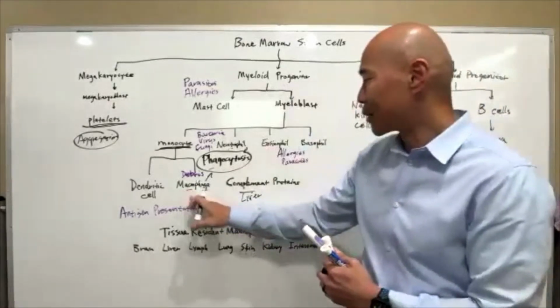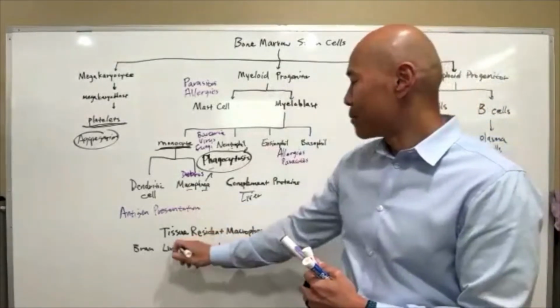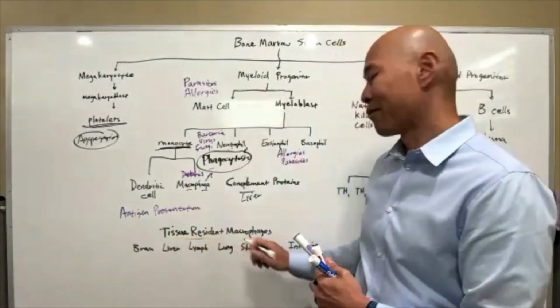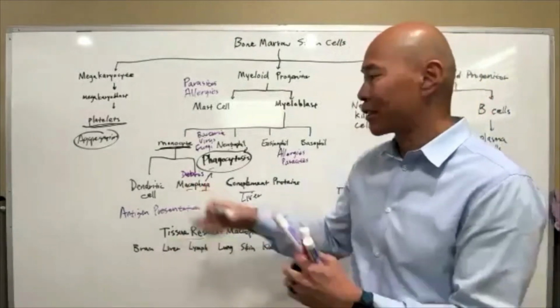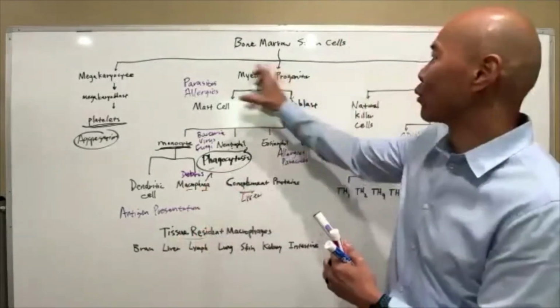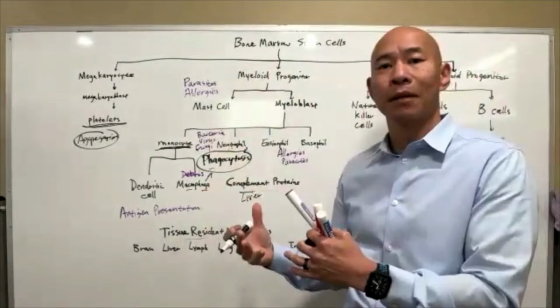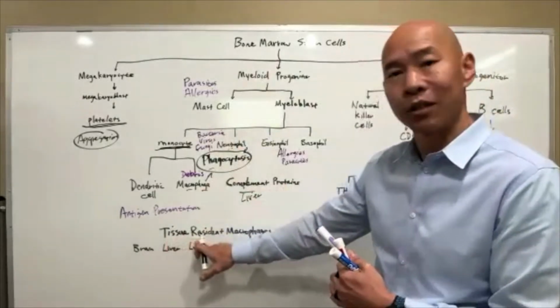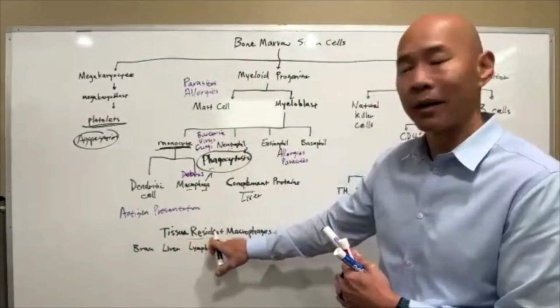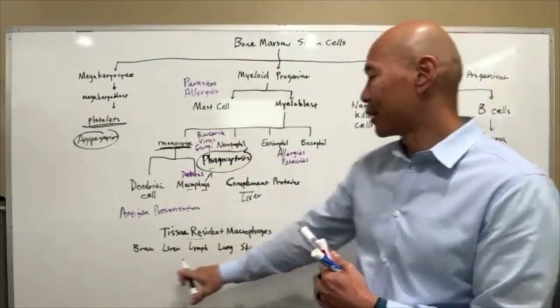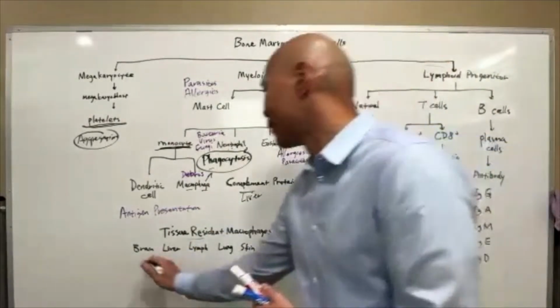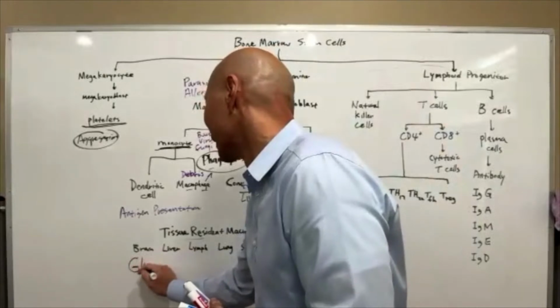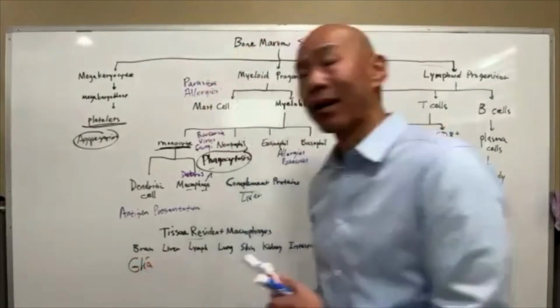Now, with these macrophages, it's worthy to mention that there are tissue-resident macrophages. Most of these white blood cells are just floating around in your blood, but some of them are present in your tissue. They live in certain tissue. It's called tissue-resident. They live there. So some of these macrophages live in the brain. The ones that live in the brain are called the glial cells or the microglial cells.